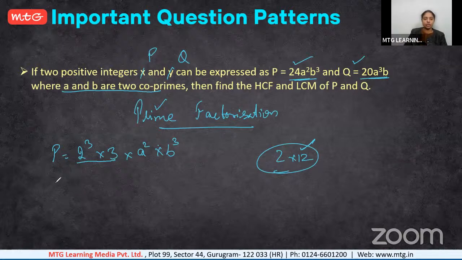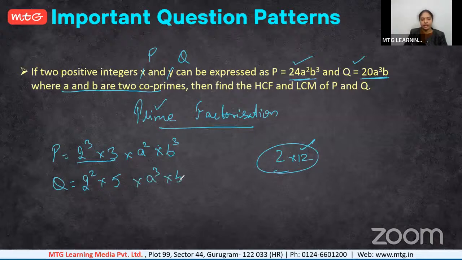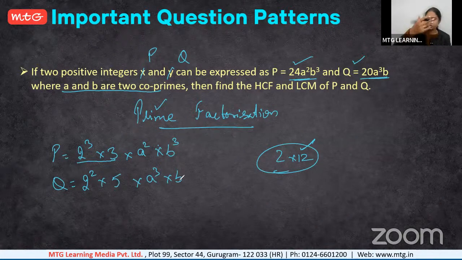Same way, Q. 20, how can I prime factorize it? Yes, very good responses. Before I ask, you are telling me the prime factorization of 20 also. I can factorize it as 2 square into 5, and the rest A cube into B will be as it is. So this is how I do it. I made the prime factorization of P and Q.